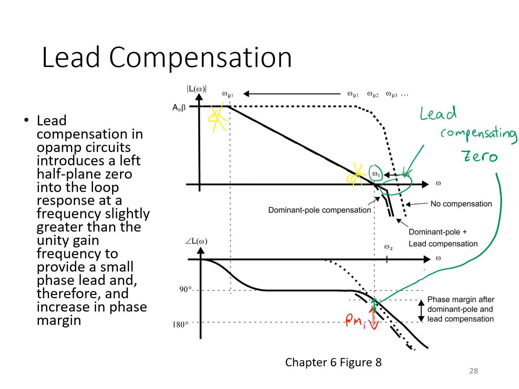In doing so, we make the closed loop response more complicated because we've introduced a zero now. It's no longer just an all-pole response. But again, since the zero is at a frequency above omega t, our hope is that it doesn't significantly change any of our desirable dynamic properties.